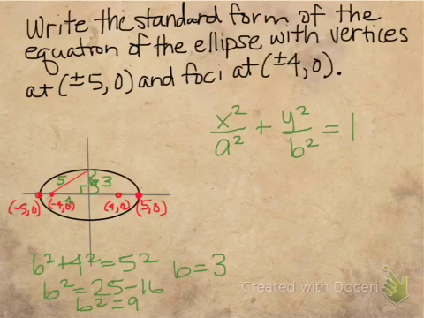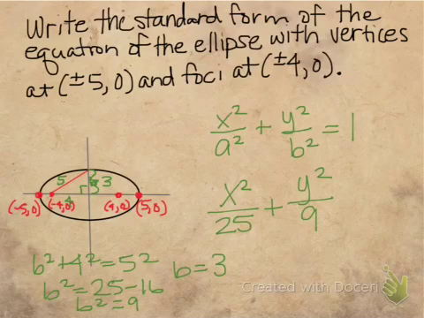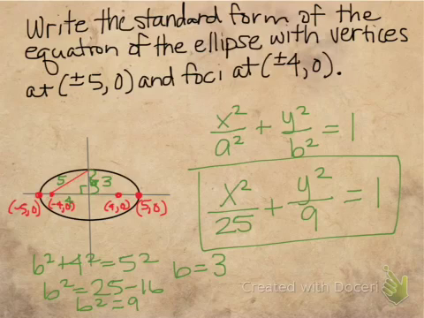We know that x squared over a squared plus y squared over b squared equals 1. That's the standard form. And now we just need to plug in a and b. We know that a is 5, so 5 squared is 25. We know b is 3, so 3 squared is 9. And there's our final equation.